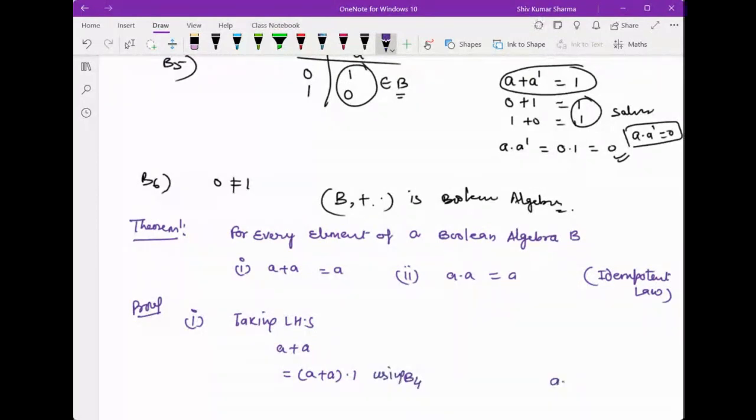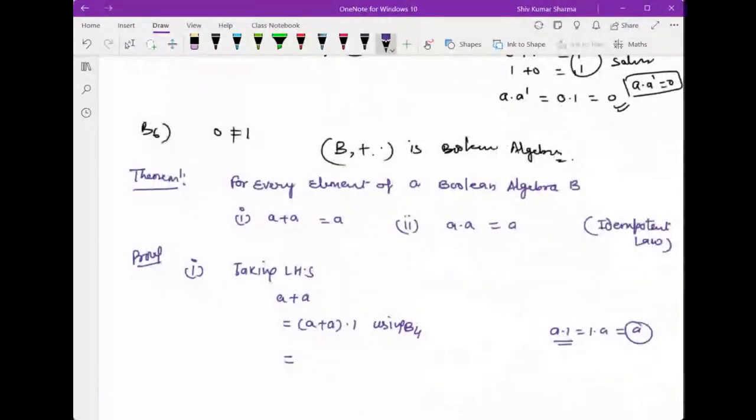B4 says, that means existence of identity: A into 1 equal to 1 into A equal to A. So this element A we can write in this form, A into 1. So here we write by using B4.